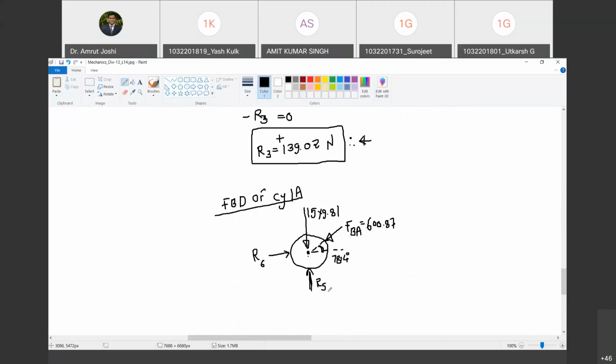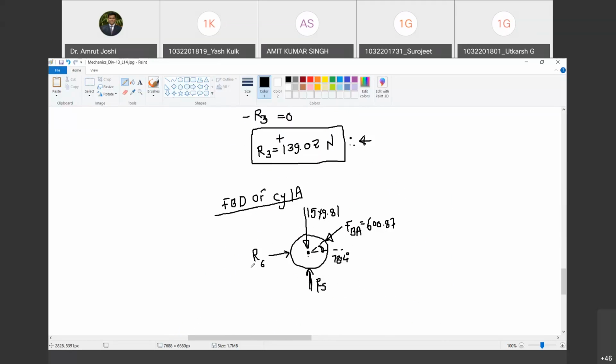Happy? Yes. Summation Fx will give you R6, summation Fy will give you R5. Interesting to note, R5 will be greater than 15 into 9.81. Yes, it will be because it is actually providing a normal for BA also, right? From above. So it has to compensate for that. Yes, so you will have an inclined force FBA that also is going to add to the downward push. So therefore, R5 will not be merely equal to 15 into 9.81. It will be greater than that. Are you with me? Yes.